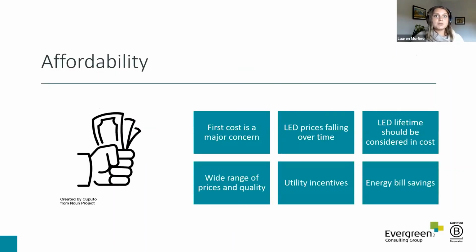So first, let's start with affordability. As LEDs become more mainstream, first cost is still the main concern that I hear from growers with regards to LED. LEDs are definitely coming down steadily over time in price, but I would say even more than that, manufacturers are introducing more models for differing needs and price points every day even.